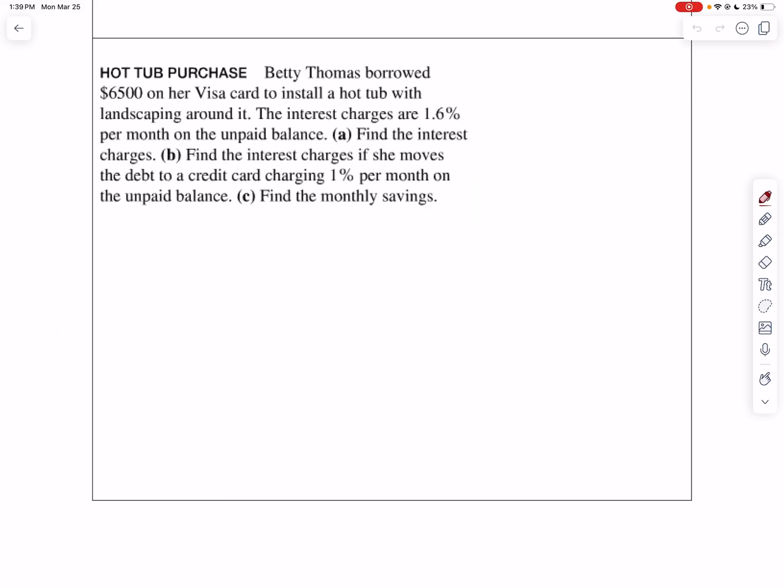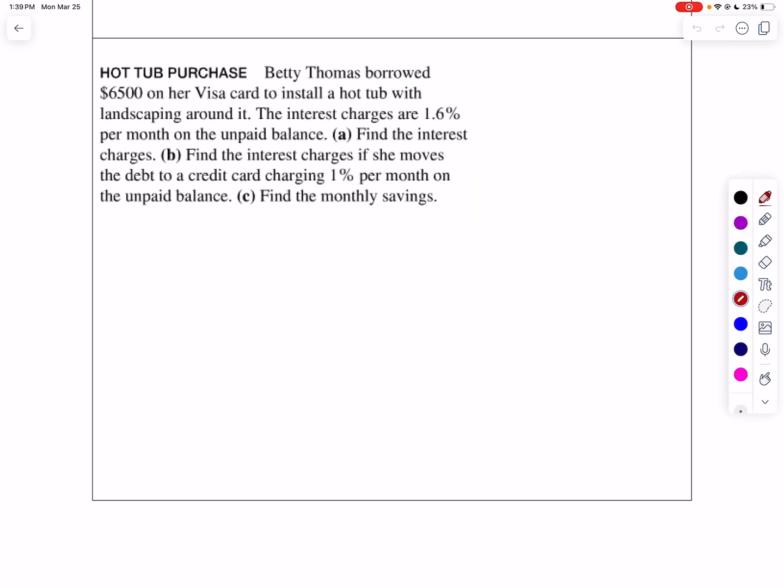All right, this is the continuation of 12.1 on credit cards and installment buying. So we're going to finish up with this last problem that we left off with on a hot tub purchase. Betty borrowed $6,500 on her Visa card, and the interest charges are 1.6% on the unpaid balance. So we want to find the interest charge, then we want to find the interest charge if she moves it to a different card, paying only 1% per month, and then we want to find the monthly savings.